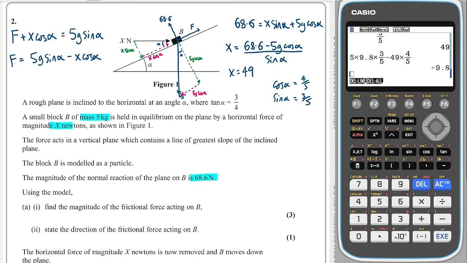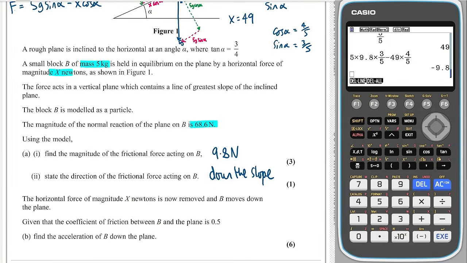It tells us that the force is going in the wrong direction. So when I drew my diagram, I drew the friction in the wrong direction. But that's fine, I now know that. So my answer is 9.8 newtons, and the direction is down the slope.